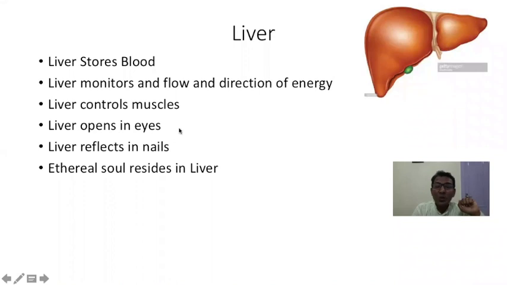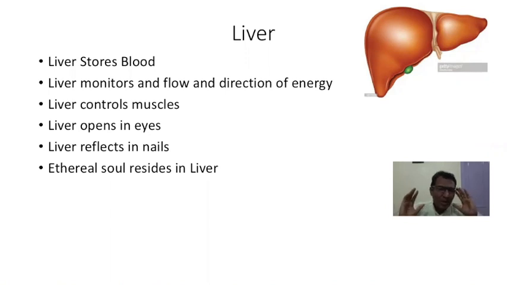And the liver opens in the eyes. We will discuss this in detail a little further, but as per TCM, the liver opens in the eye. What does it mean? Say the stomach opens in the mouth, meaning something we eat goes from the mouth to the stomach, and the lungs open through the nose, meaning something I breathe goes into the lungs, like an opening.